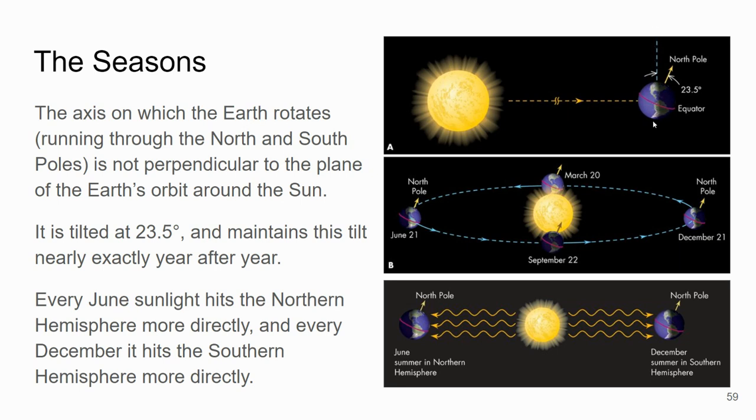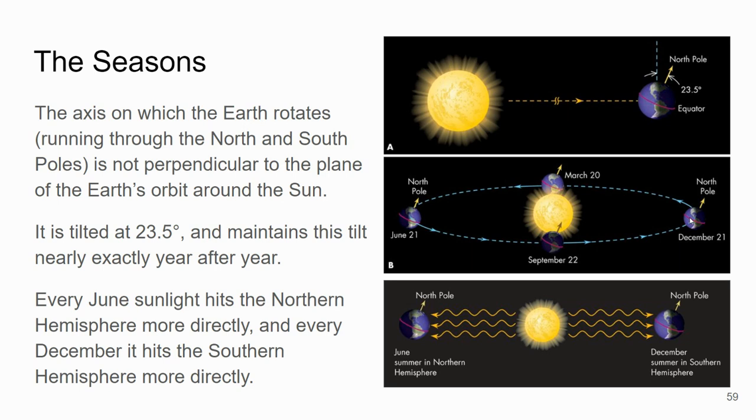So what that means, right here, this is northern winter. If we look down here at this drawing, in northern winter, the North Pole is tilted a little bit away from the sun, which means the whole northern hemisphere is not getting hit very squarely by the sunlight. So that's why we have winter, because we're getting hit less directly by the sunlight.